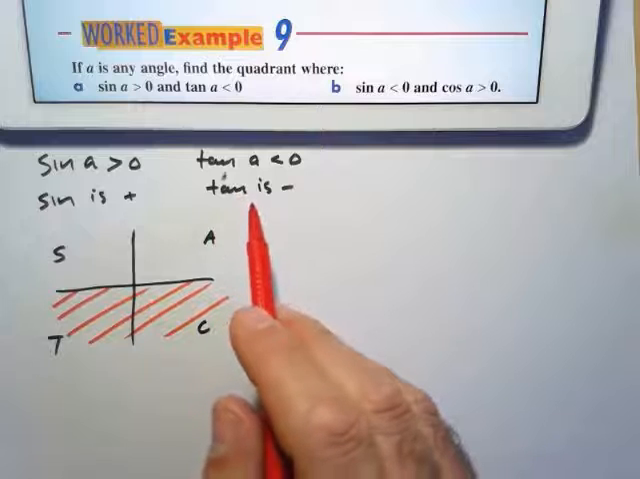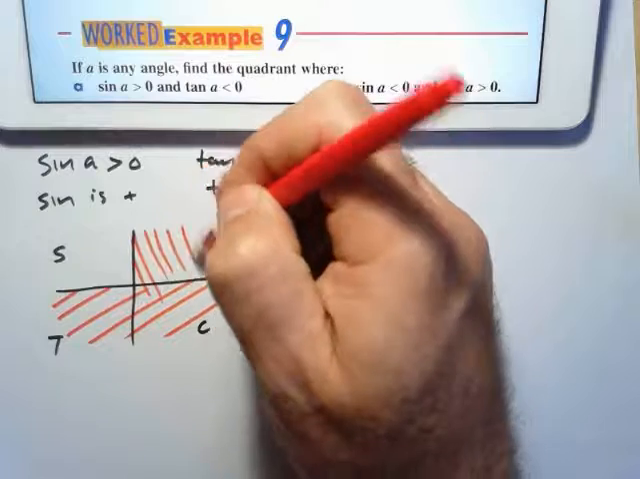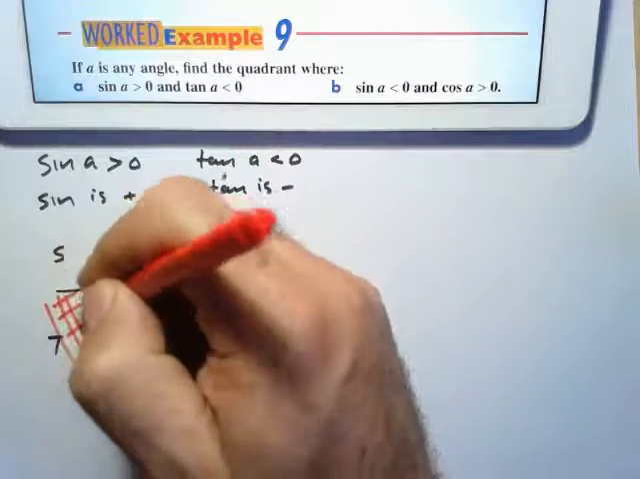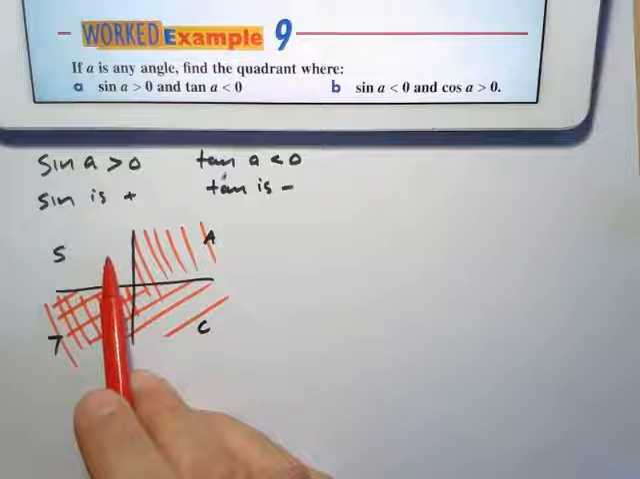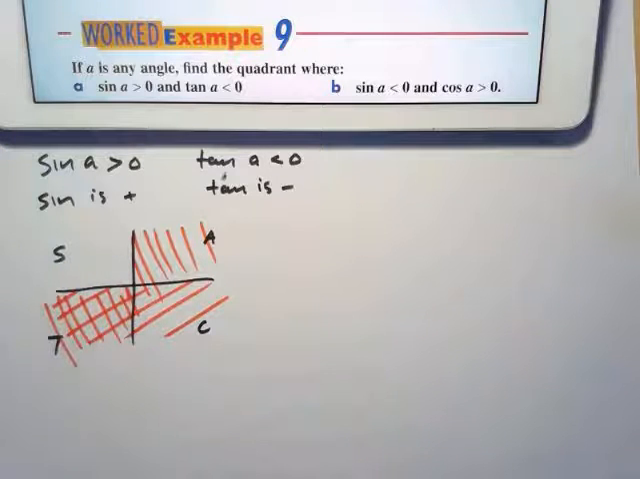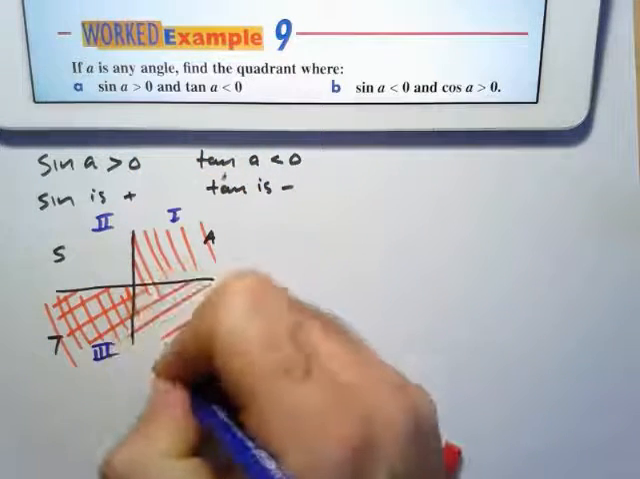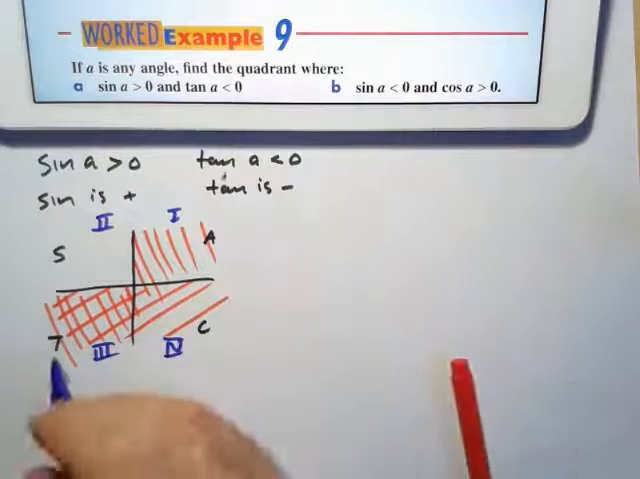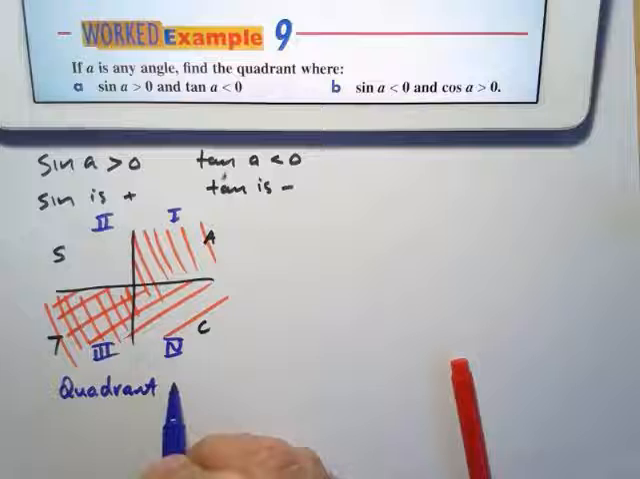Where's tan negative? Well, tan is positive there, and tan is positive there. So the only place where sine A is positive and tan A is negative is in your second quadrant, which means your answer is quadrant 2, as this is quadrant 1, quadrant 2, quadrant 3, and quadrant 4. So I'm going to say quadrant 2.